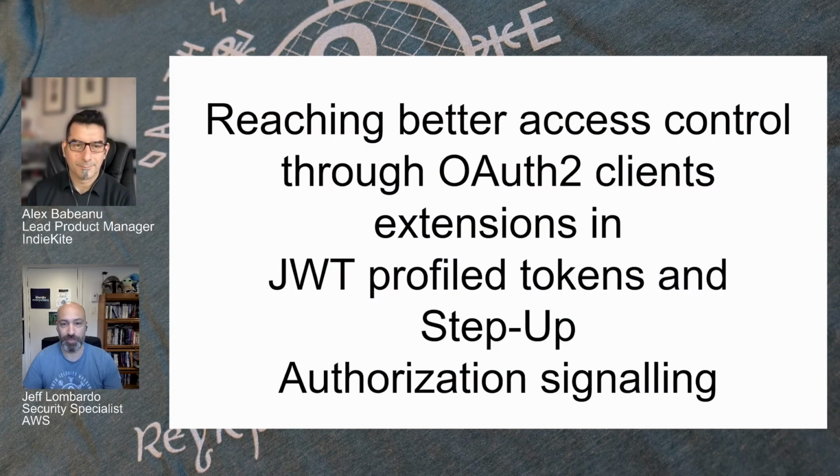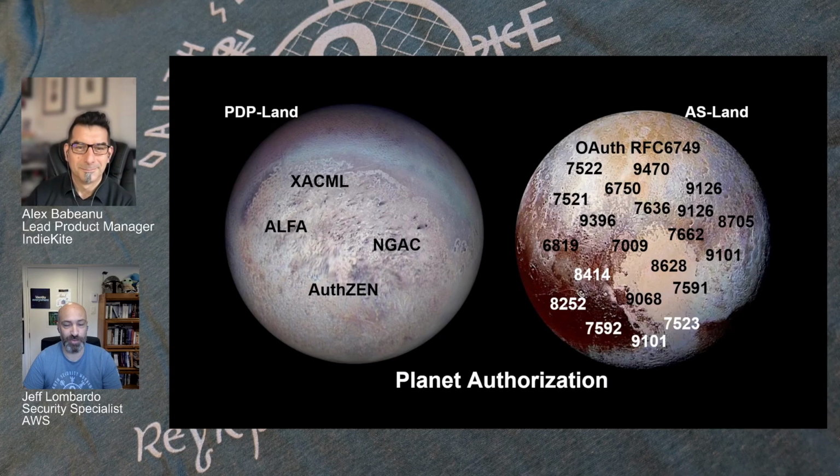So, what was the topic, Alex? So we want to reach better access control through OAuth2 client extensions in the JWT tokens, as well as introducing a new flow called authorization step-up or authorization signaling. Wow, that sounds like a lot of things. So why are we talking about that, Alex?